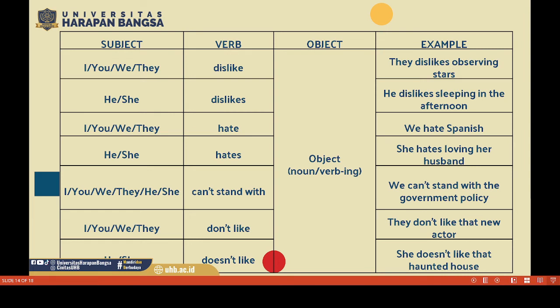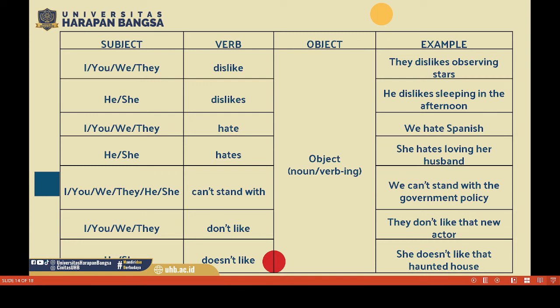And then he dislikes sleeping in the afternoon. Okay, we have dislike without S, I wrote this wrong, it will be deleted later. And then we have dislikes with S. So both of them have different verbs because the subjects are different. And then we have the object using gerund, verb ing, which is we have observing and also sleeping.